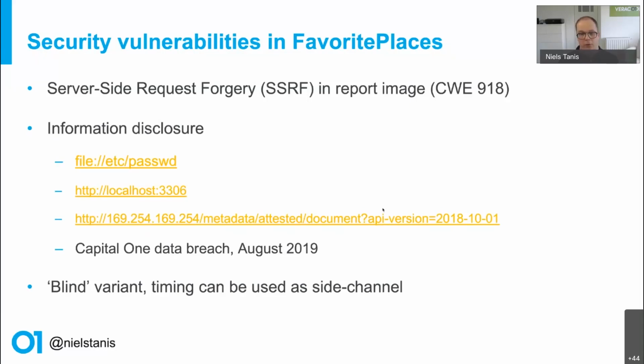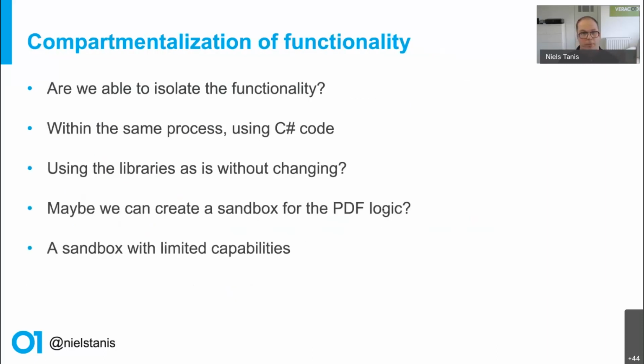So moving on to the next part, is there a way for us to do a better job, right? I would like to focus on the way that the app uses the PDF component to generate the output. Maybe there are ways for us to isolate this functionality and to lock down its capabilities, right? And I would like to focus on doing it in C# in code, and also within the same process. And I also would like to just take the PDF library and use it as is. I don't want to have any changes on it, right? Maybe there's a way for us to create a sandbox for that PDF logic within the MVC app, and preferably a sandbox that has limited capabilities.